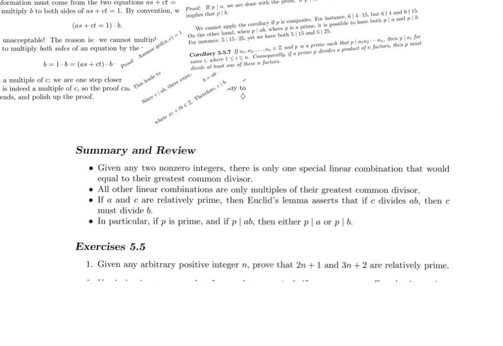Okay, so that's it for the 5.5 portion of this section. Just to sum up, we're talking about linear combinations of two integers that give the greatest common divisor. And then we had a couple of helpful facts.